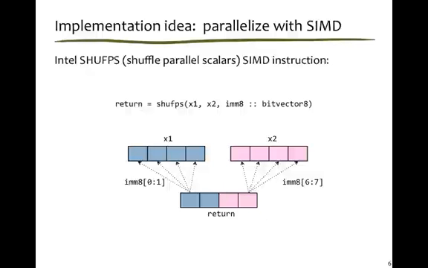So the first 2 bits select the first entry of the output from x1, right? So some of these, 0, 1, 2, 3, or 4, we don't know which one. The second one selects the second one, and so on and so forth. Is this clear how the operation works? Right, so the instruction is pretty simple. So how do we use this to parallelize matrix transpose?